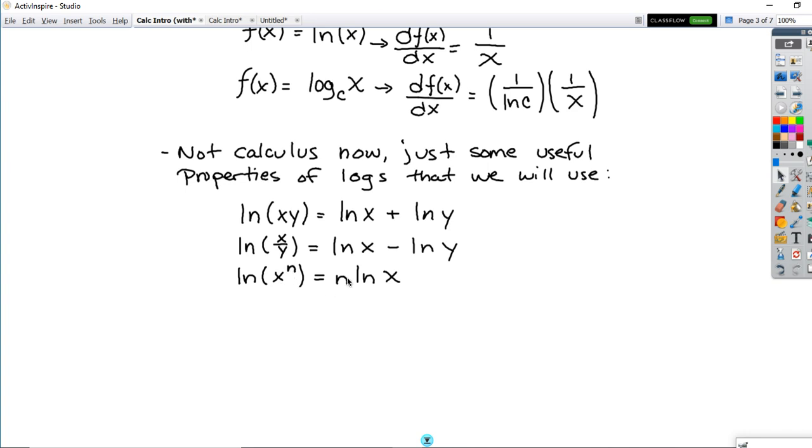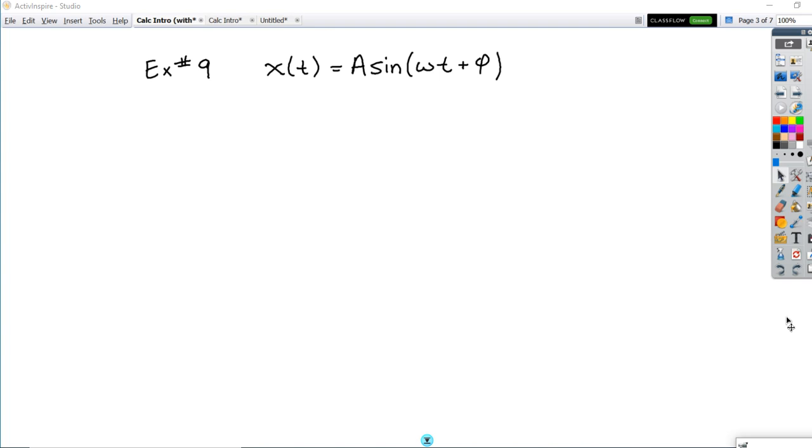The natural log of x to the n is the same thing as n times the natural log of x. This has nothing to do with calculus. These are just basic properties of logs. And the natural log of 1 over x is the same as minus the natural log of x. That makes sense because 1 over x is x to the minus 1, and with our power, you get the minus 1 outside. So now let's try some examples that utilize these new special derivatives and properties that we have at our disposal.